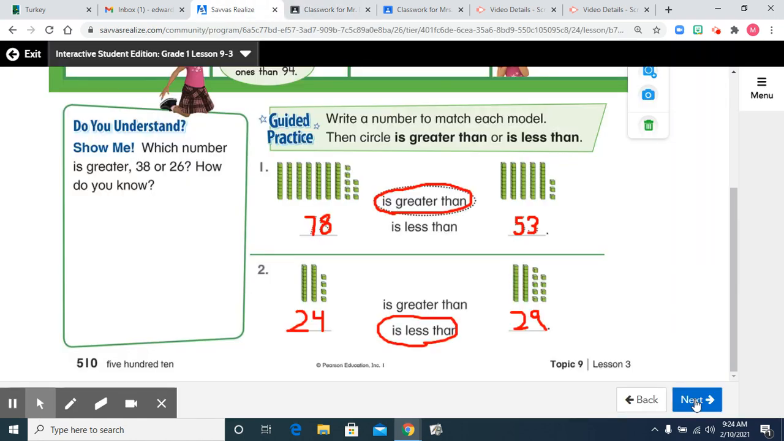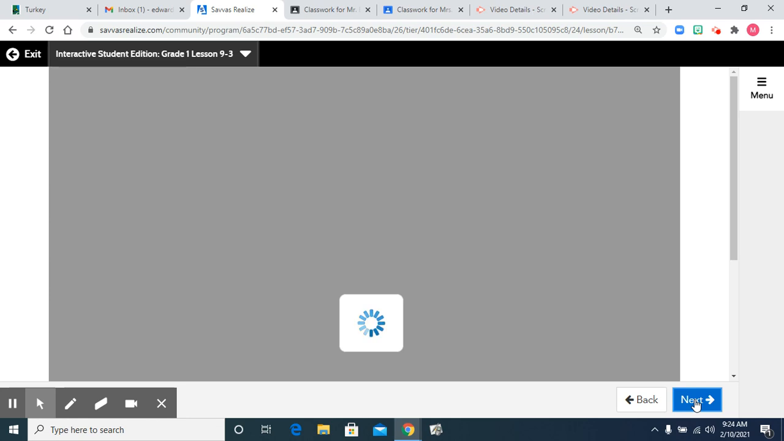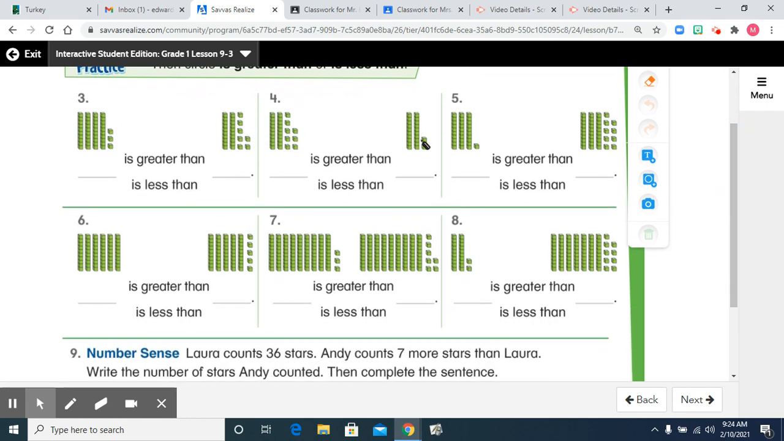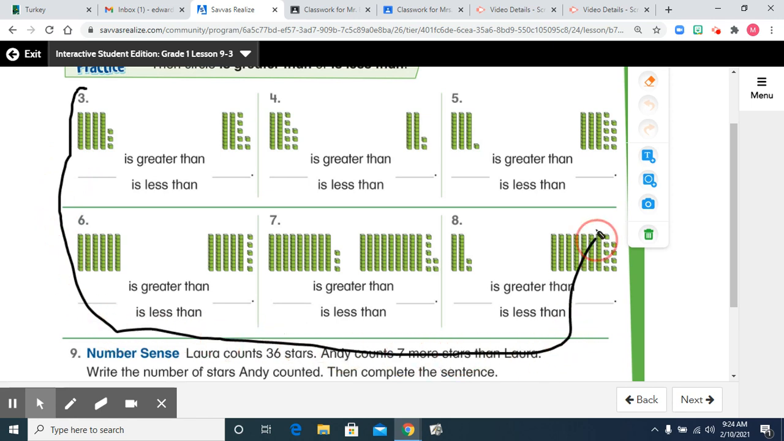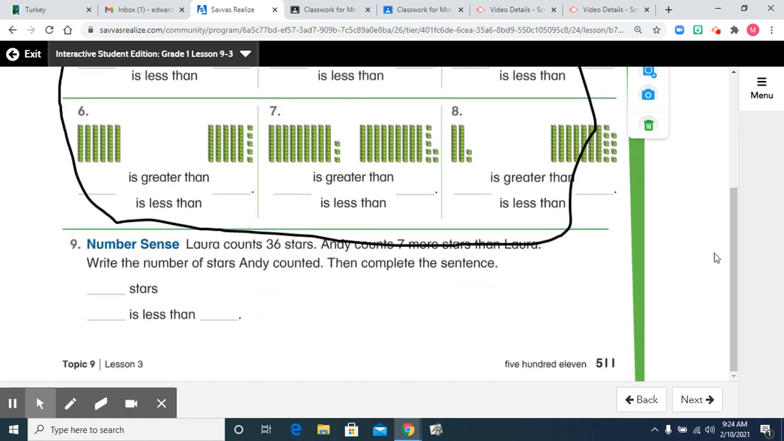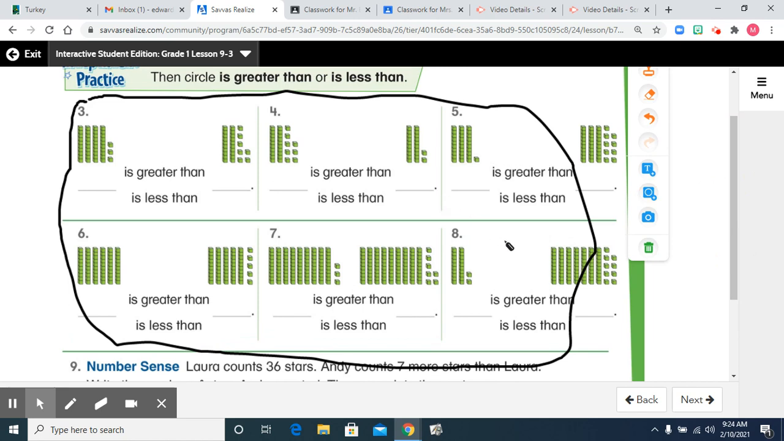All right, if you're good with that page, please look at the next page. All right, I want you to do numbers 3, 4, 5, 6, 7, and 8. So the top 6 up here. All right, it's just like we did on the page before. Count these up, start with the tens and then the ones, write the numbers in the blank, and then figure out, is this number greater than or is this number less than this number? Okay, do the top. You have to do the top. The bottom is up to you, it's your choice, but you have to do the top 6.